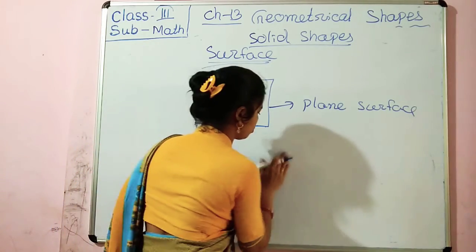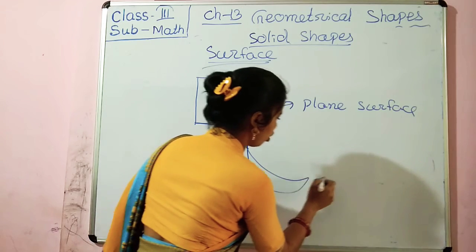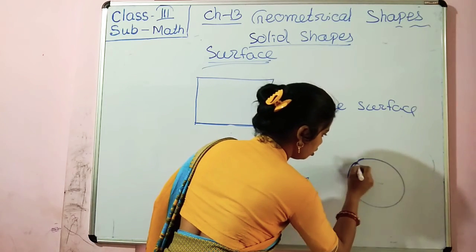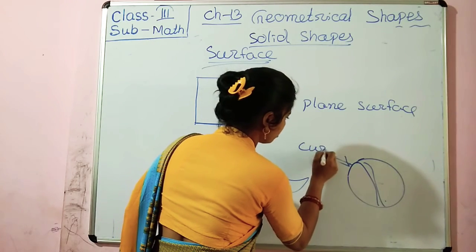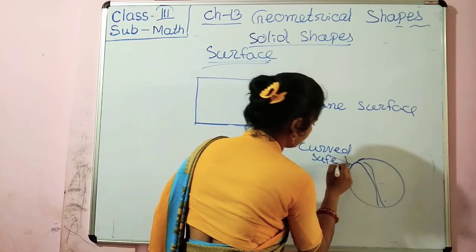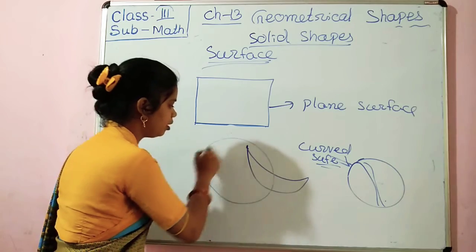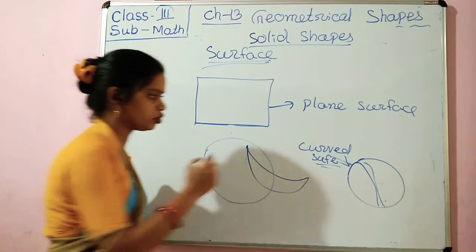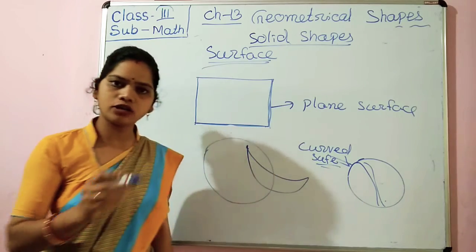Then curved surface. Look, what is a curved surface? Like the moon, or a ball. It has a curved surface. The surface is curved, it is like a curve. So it is a curved surface, and this is a straight line. These are called the plane surface.